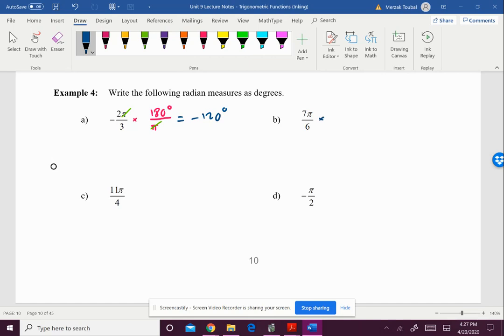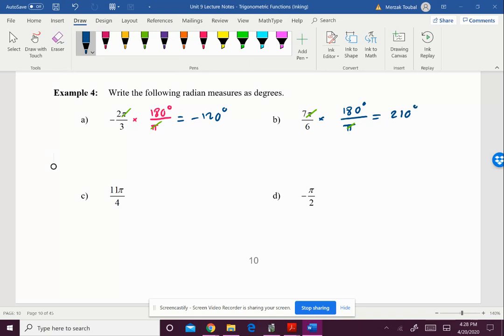Now to example B, times 180 over pi radian. Again, we cancel the pi's. And then let's try to simplify whatever we have left. 180 divided by 6, that's 30. 30 times 7, that's 210 degrees.